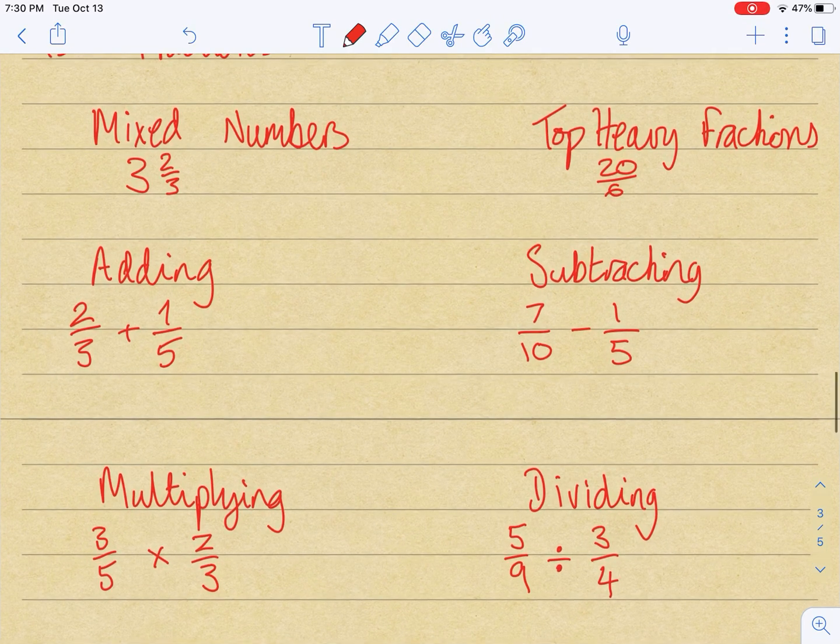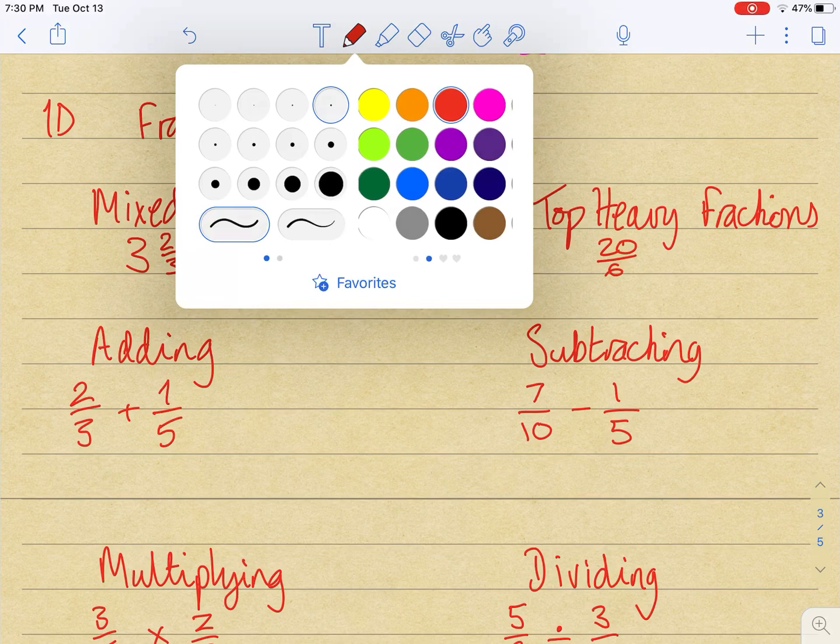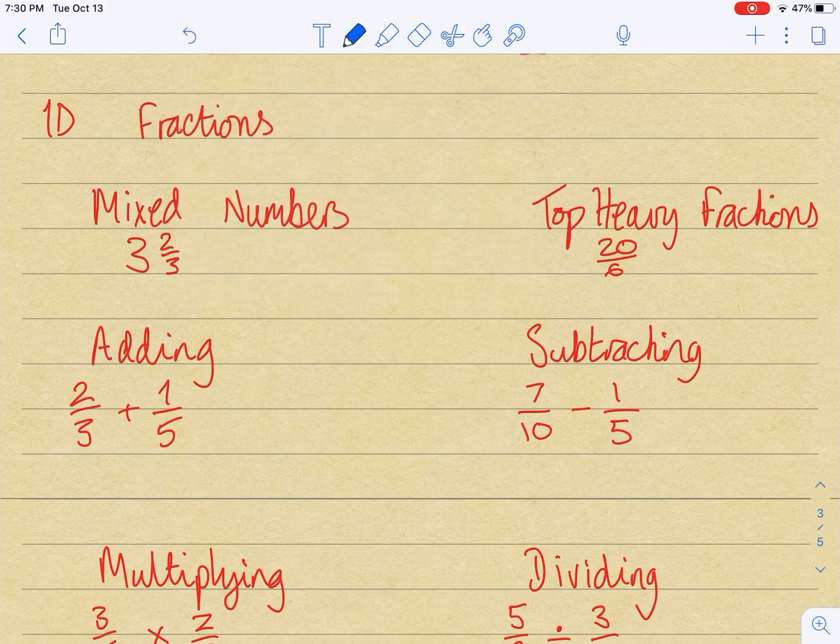Hello, we're going to look at fractions next in this section, fractions and powers and roots. So starting off with the fractions then. First thing we need to know is how to convert between mixed numbers and top-heavy fractions. Being able to convert between these two is very useful.